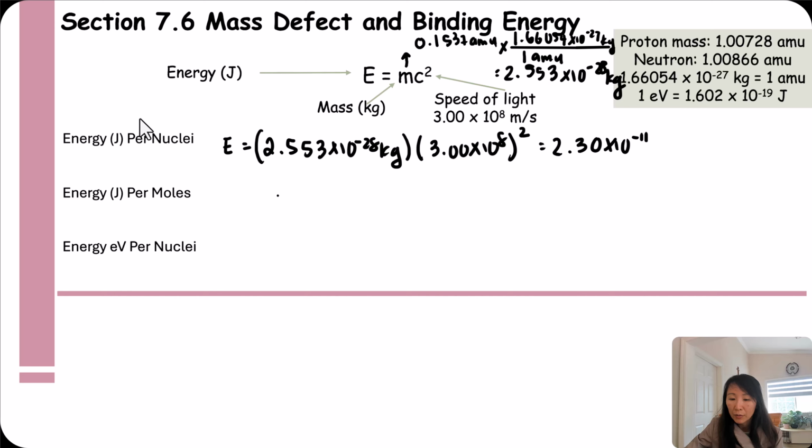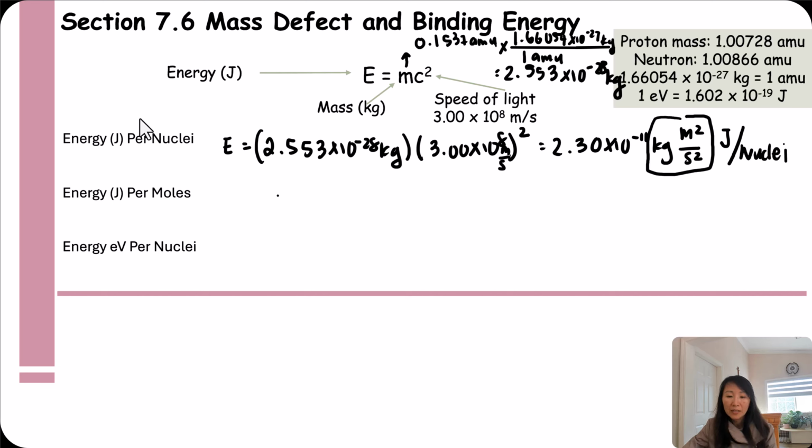times 10 to the negative 11. Oh, by the way, this is meters per second, and it'll be kilograms meter squared per second squared. Kilogram meter squared per second squared is also known as joules. So this whole thing is actually joules. And this is for every nucleus. I'm just calculating based on every one nucleus that we have been forming. So, joules per nuclei is my key for this particular energy.